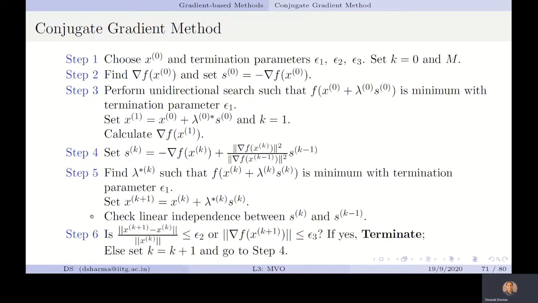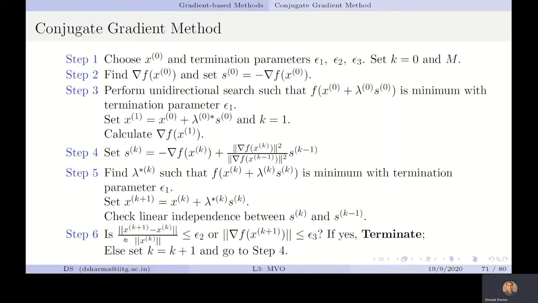Here, one check has been included: we have to see whether the direction sk and the next direction sk plus 1 are linearly independent or not. So basically, we are going to find the angle between these two vectors. If it is very small, this means they are linearly dependent, and that we don't want.